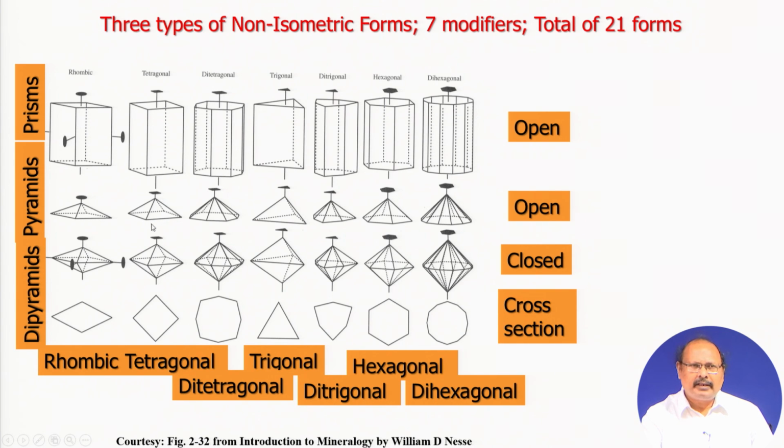Now, what you have here is the tetragonal pyramid, but instead of 4 inclined faces, if there are 8 inclined faces, then I will call it a ditetragonal pyramid. And this is a trigonal pyramid. Instead of 3, if there are 6 inclined faces here, then we call it a ditrigonal pyramid. And this is a hexagonal pyramid, and this is a dihexagonal pyramid.